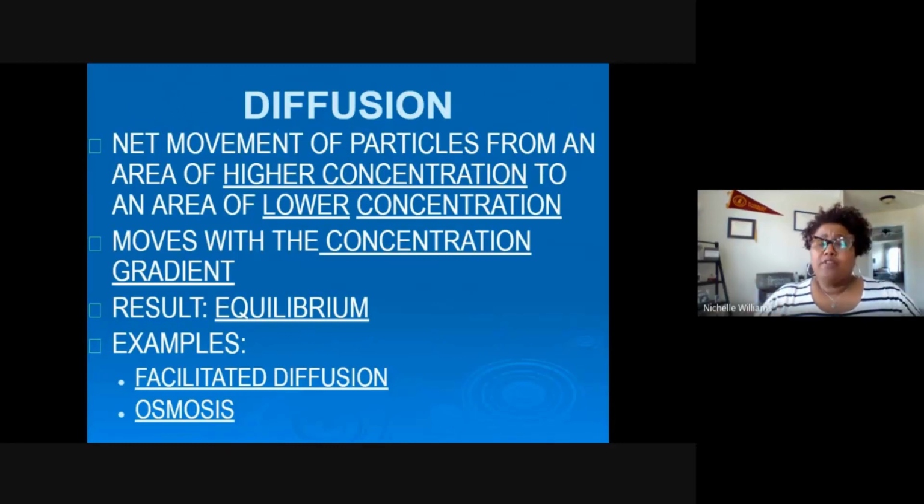All right, so when we have diffusion, that's the net or overall movement of particles from an area of high concentration, where it's a lot, down to an area of low concentration. So it's moving with the concentration gradient. And the result is a balance or equilibrium. And so with that, you have facilitated diffusion and osmosis. So facilitated diffusion and osmosis are examples of regular diffusion.